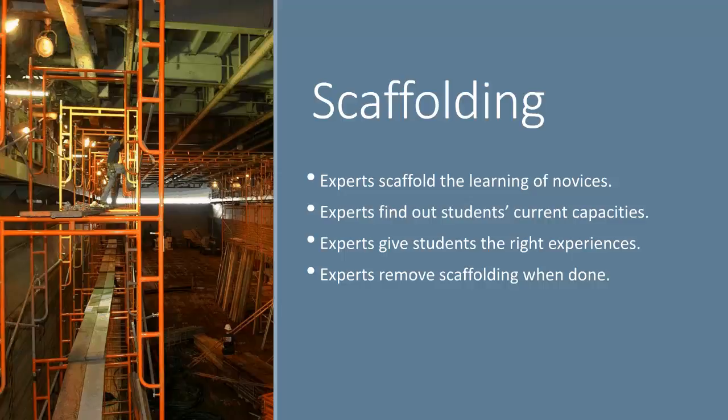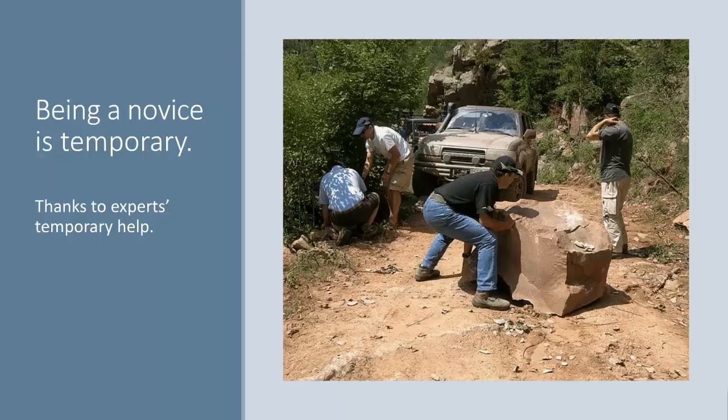So let's look again at the 4 things about scaffolding. 1. Experts scaffold the learning of novices. 2. They do it by understanding students' current capacities, that is, zone of proximal development. 3. Experts bring to bear the particular experiences they think a particular student needs in order to learn more, what we've called the bag of tricks. 4. When it works, the scaffolding is removed. And then the cycle can start again.